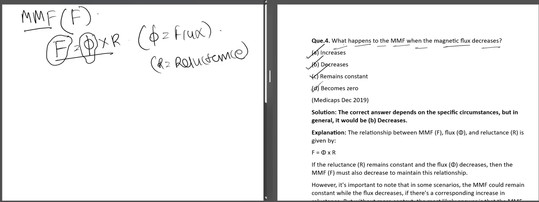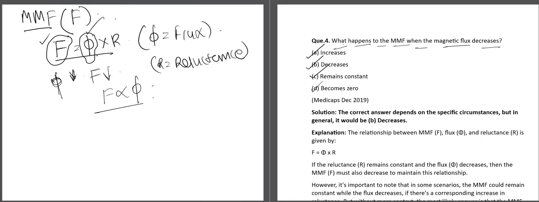The question asks what happens to the magnetomotive force when the magnetic flux decreases. So basically it is just asking what happens to F when we decrease phi. Here we can see that F and phi are directly proportional, right? So if we decrease the phi, our F will also decrease because F is directly proportional to phi. So according to this scenario, the answer should be that the magnetomotive force will decrease when the magnetic flux is decreased.